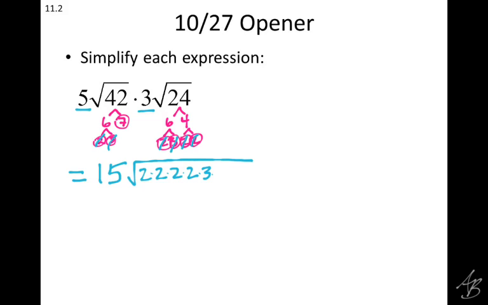And then we have a 7, it looks like. Okay. Then what? Now we just need to circle pairs and simplify like we normally do. Alright, so we've got a pair of 2's, a pair of 2's, and a pair of 3's.